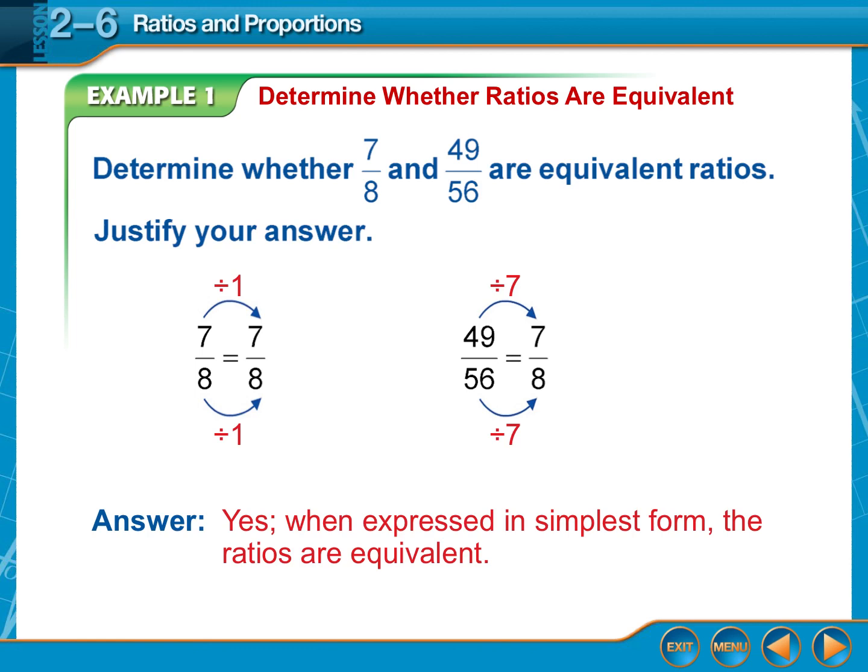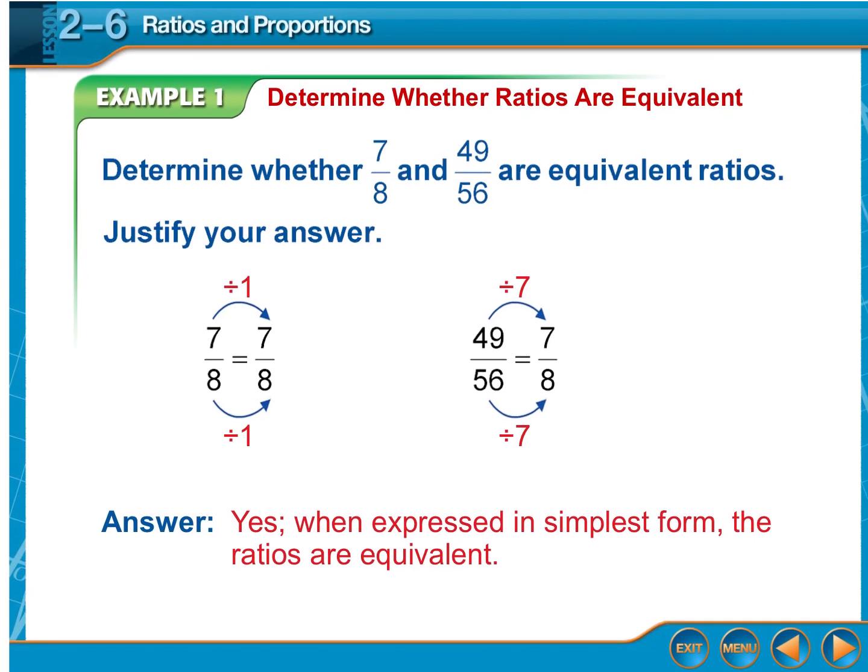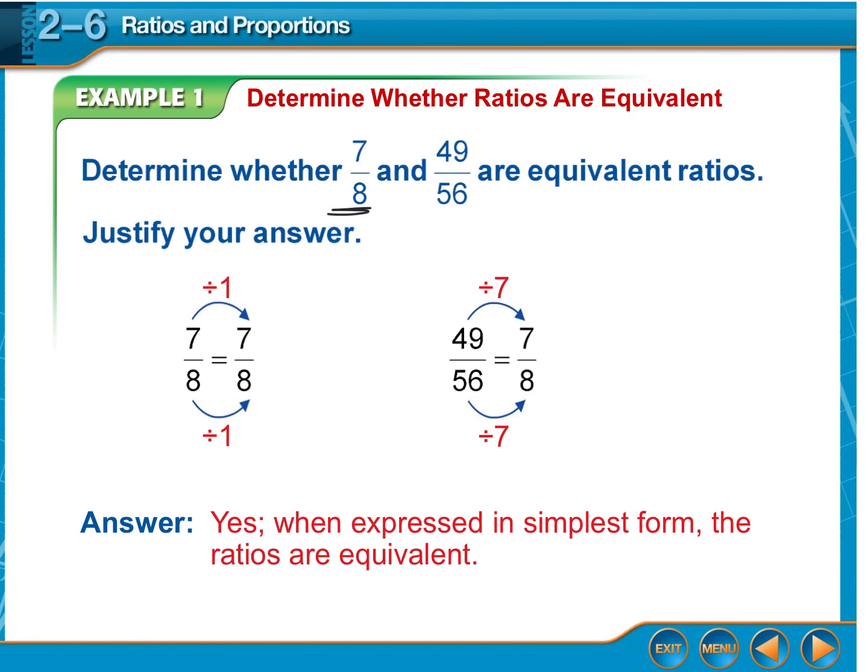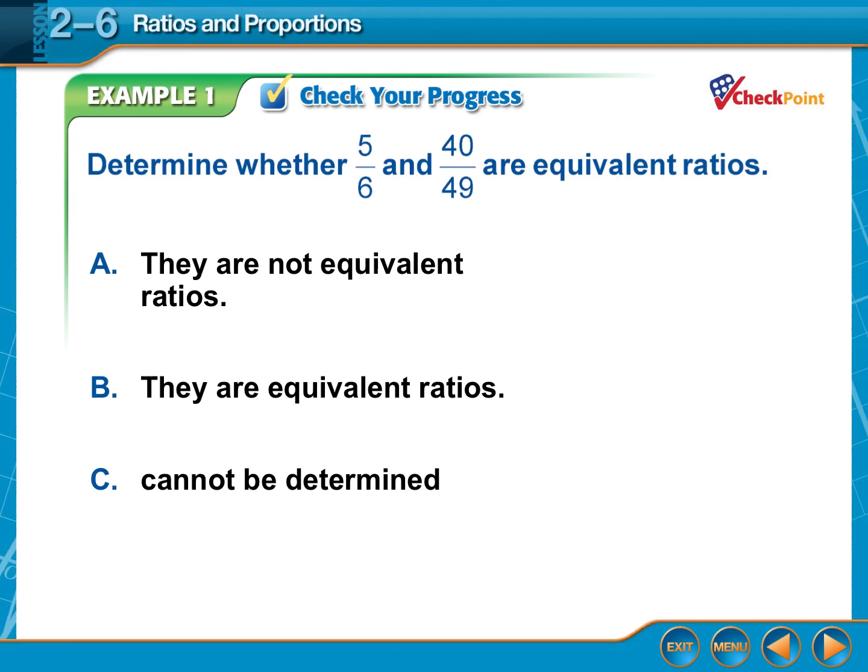So here, they showed an example of whether 7/8 and 49/56 are the same. 7/8 can't be reduced, right? 7/8 is just 7/8. What about 49/56? That can be reduced, right? So they took out 7 for each, and then it ended up being equal to 7/8. So then those two proportions would be equal to each other.